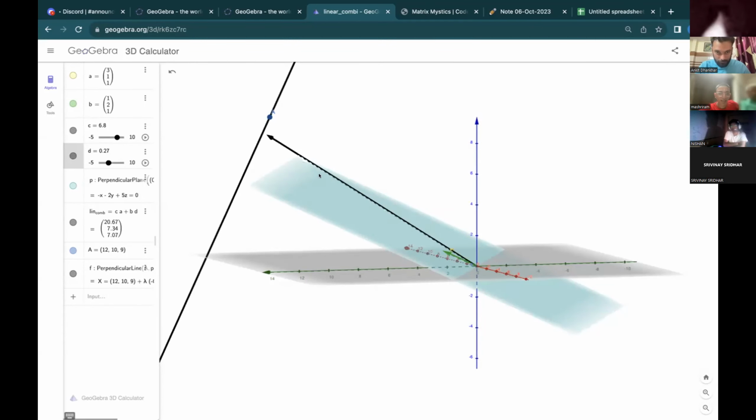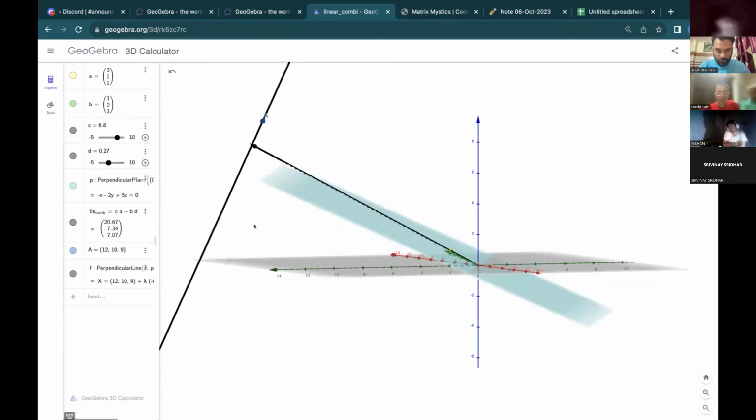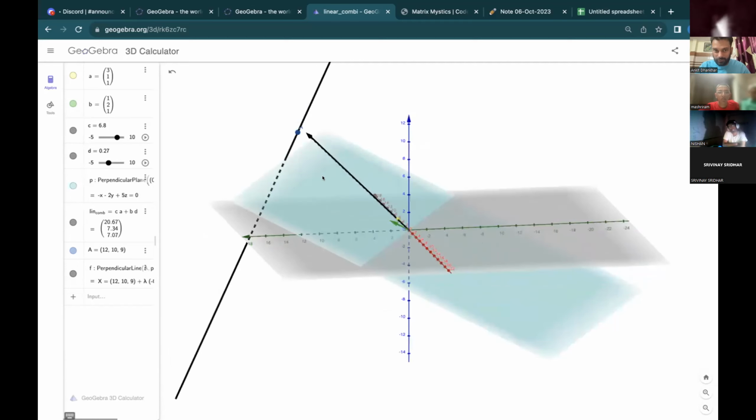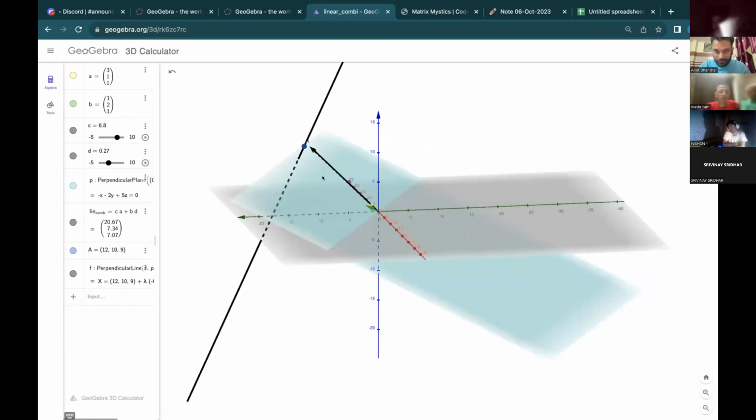So we can imagine zooming out. What happens when you zoom out from the page? Are you able to zoom out? Yeah, we can zoom out. Now you see that by suitably adjusting these points, we can definitely reach the point A.